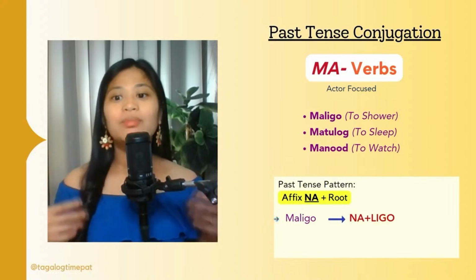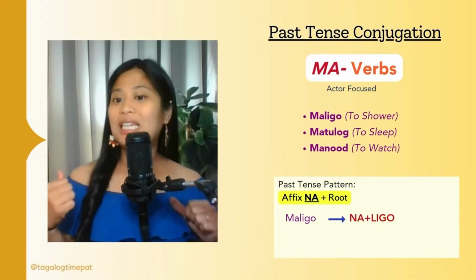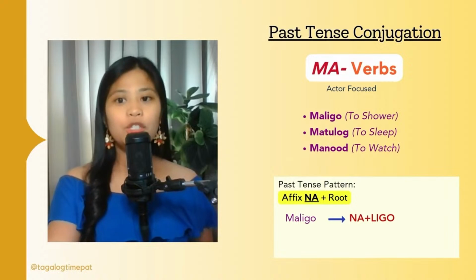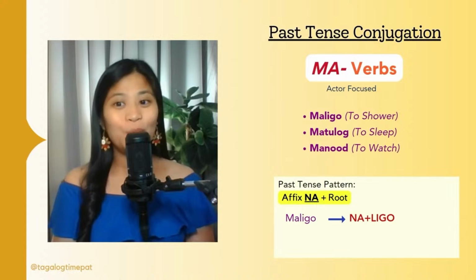Naligo ako, I took a shower. Naligo siya, he took a shower. So it's just naligo. You jot it down. What do you think matulog and manood will be in the past tense? Just use this pattern that we learned, affix na and then the root.